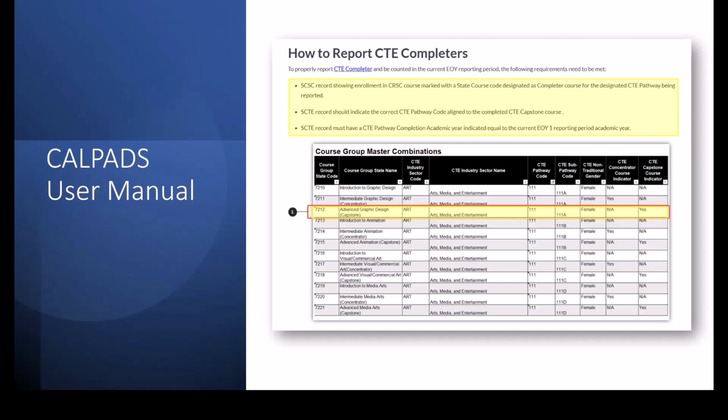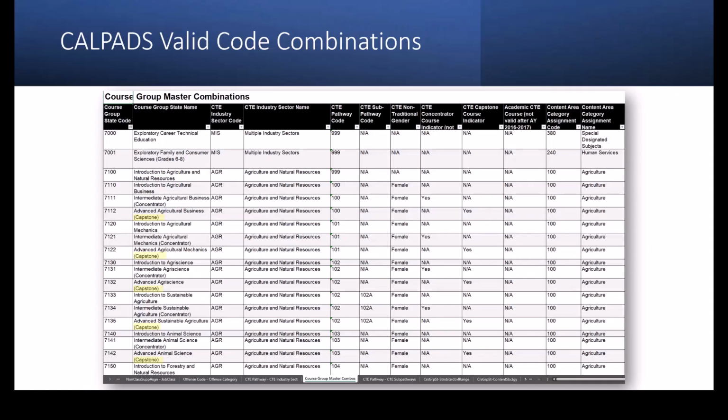Also, the SCTE record must have the pathway completion ID, which is always equal to the year being reported. And so you can see there's also a screenshot indicating the use of the course group master combos. And so that's another resource that you can verify that you've reported a capstone course. The course group master combos in the valid code combinations document identifies your CTE courses, and those that are capstone courses are highlighted here. You can see that there's capstone next to the state course codes. And then you can see the pathways in which they align.